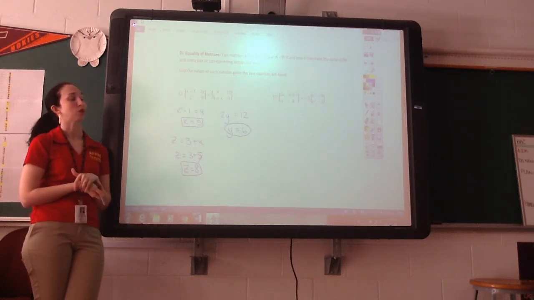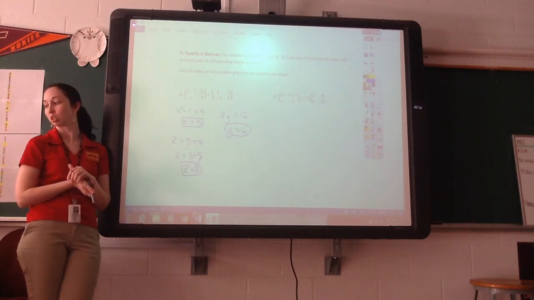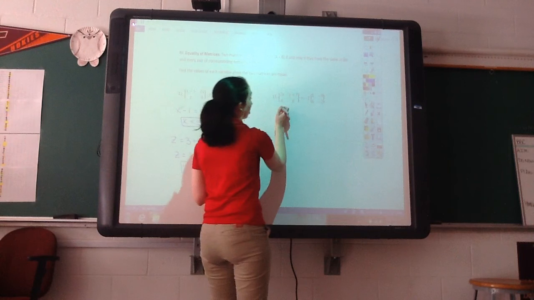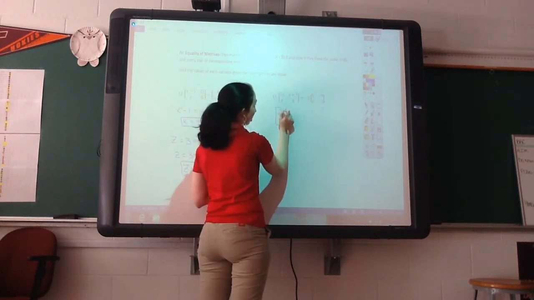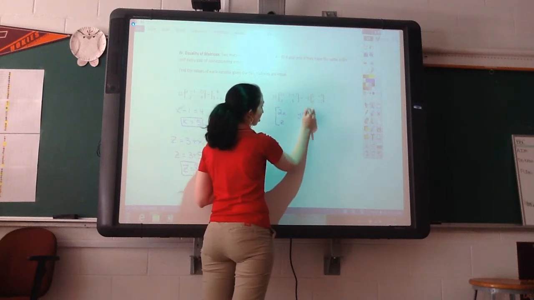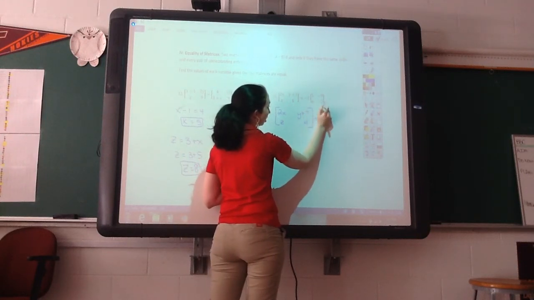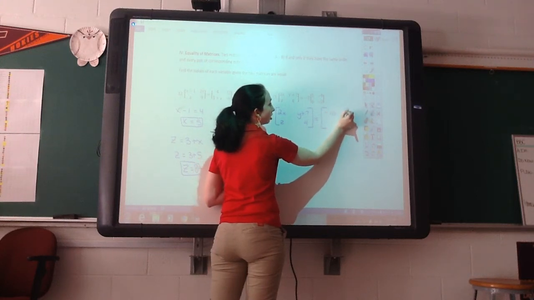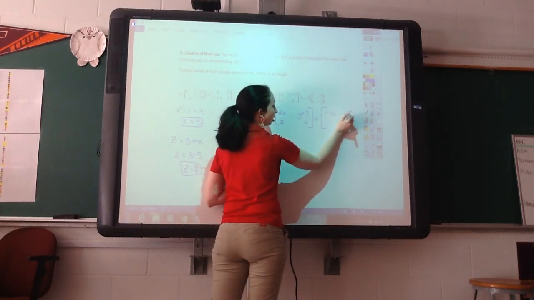What do you think you ought to do first for the next one? Distribute. Yes, I would distribute that. So you're going to have 2x, y plus 7, z, and 4 equal to what? Negative 10, 18, negative 12, and 4.